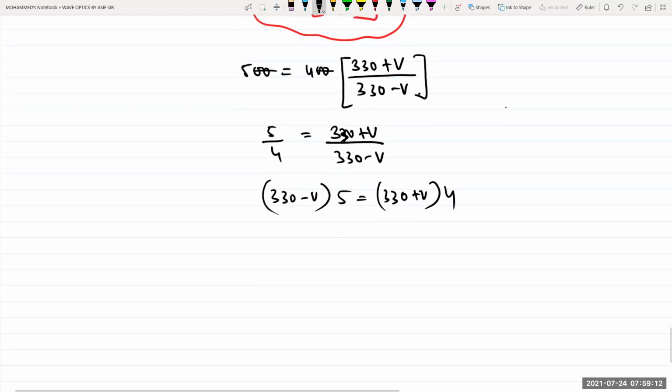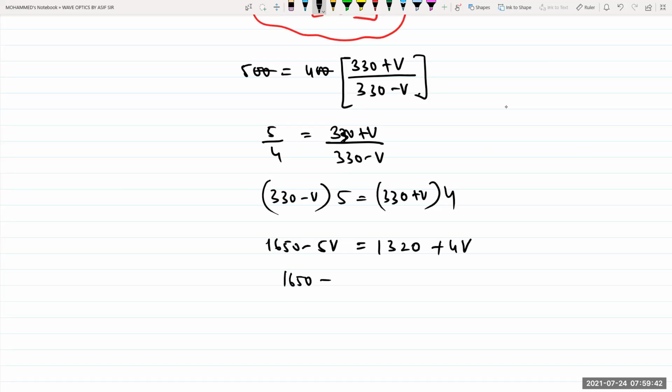Now tell me, 330 into 5 is how much? So it is 1650 minus 5V, equal to 330 into 4, which is 1320 plus 4 times V. The minus 5V goes to the other side, so 1650 minus 1320 will be equal to 4V plus 5V.